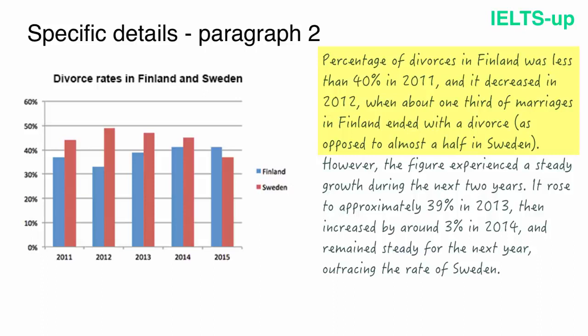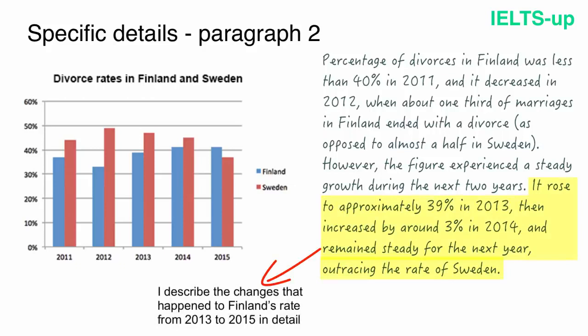So, in the first sentence, I described Finland's rate in 2011 and 2012, when it was decreasing. Then, from 2013, Finland's rate changes in opposite direction. It starts increasing, so I start the next sentence with the word however and say, however, the figure experienced a steady growth during the next 2 years. In my last sentence, I describe the changes that happened to Finland's rate from 2013 to 2015 in detail.